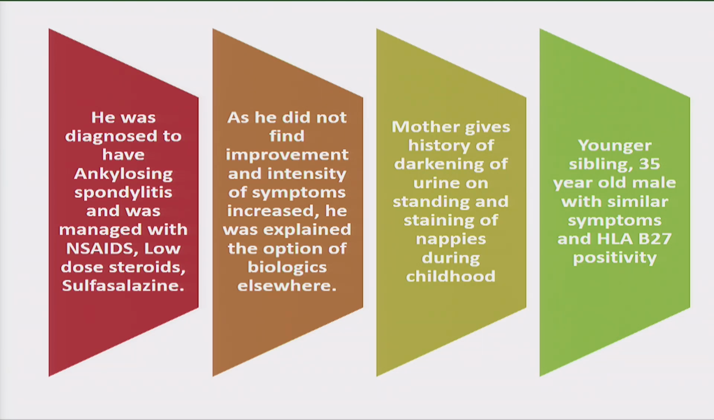His mother gave a history of darkening of urine when he was in his childhood. She had noticed it in his nappies. And his younger sibling also has similar complaints. He has low back pain with HLA-B27 positivity. This was just a note given by the patient himself, but I hadn't seen his brother.